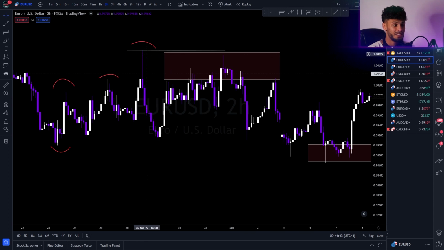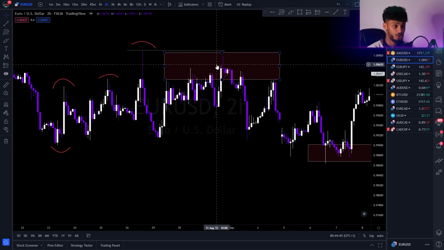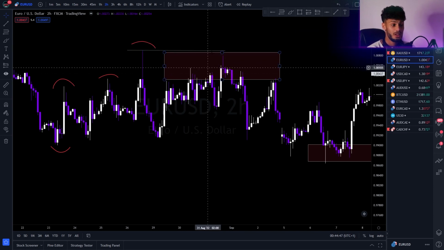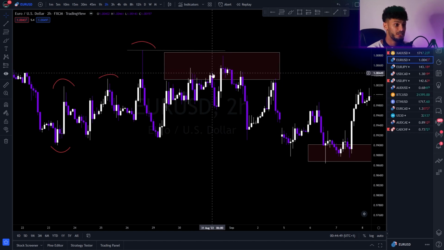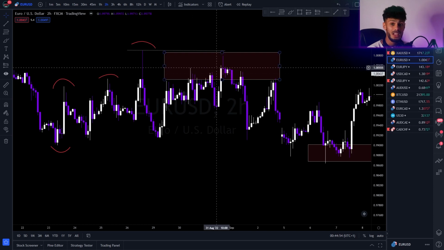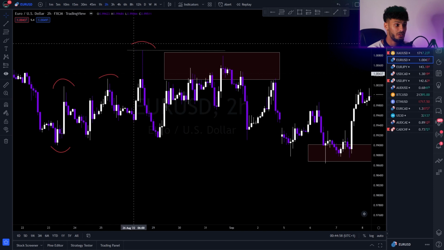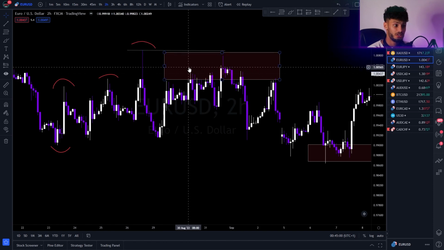Now, in this instance, it failed to break the high. It didn't run through it, and it potentially could have as well, but it didn't run through it. What it did run through was the previous highs that we've made right here. And we failed to actually break the structure here. And not only do we fail to break the structure here, we also failed to break the structure here.